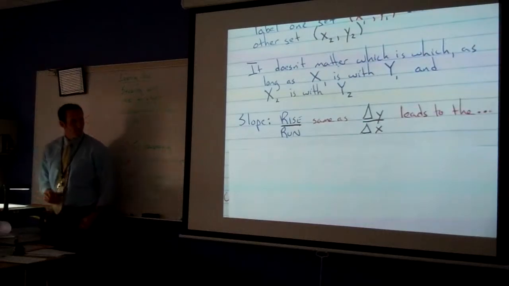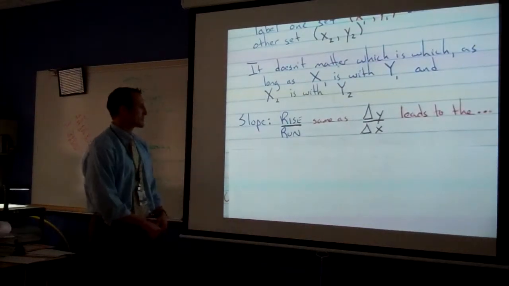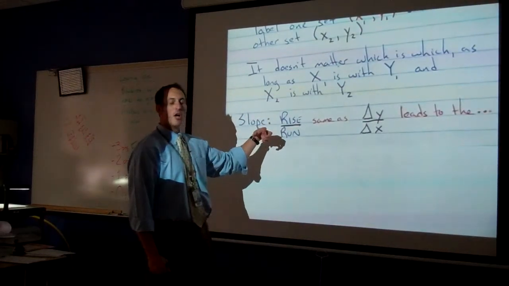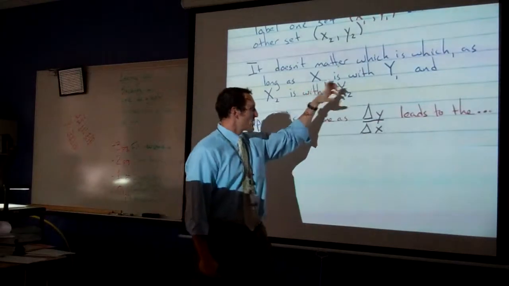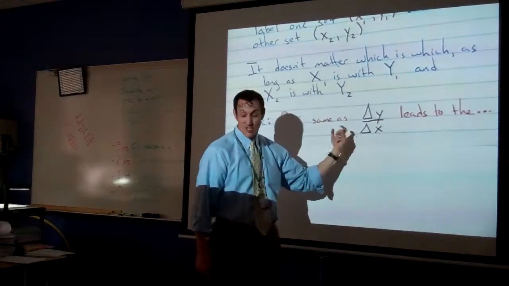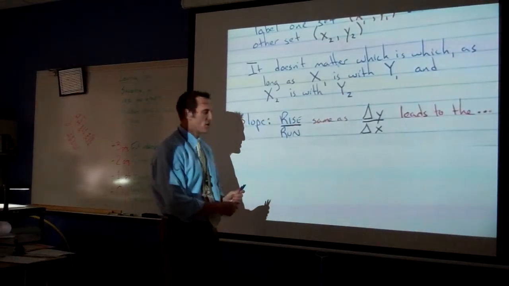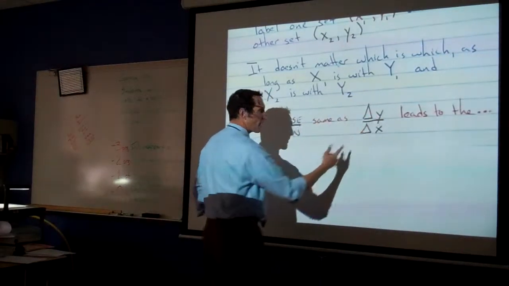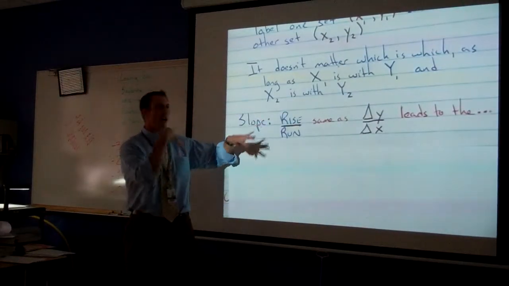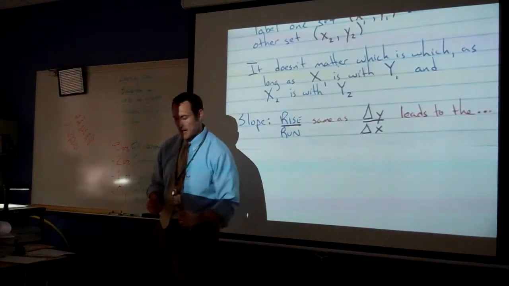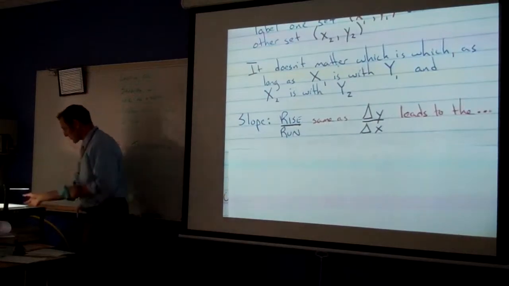So going back to the concept of slope, remember slope was rise over run, which was the change in the y-coordinate over the change in the x-coordinate. Remember, we used the Greek letter delta to represent change. So it's the change in the y over the change in the x. And this concept of slope, which still remains the same, leads us to the slope formula.